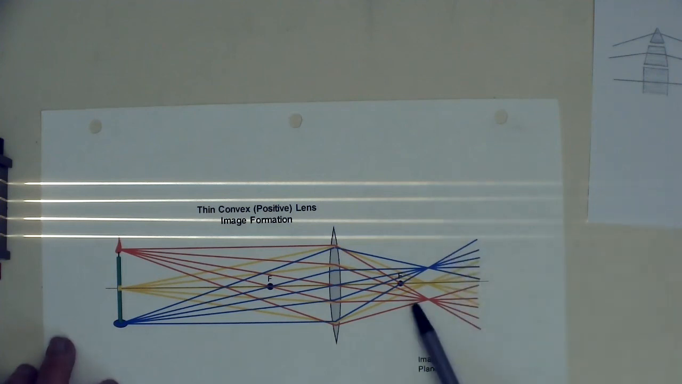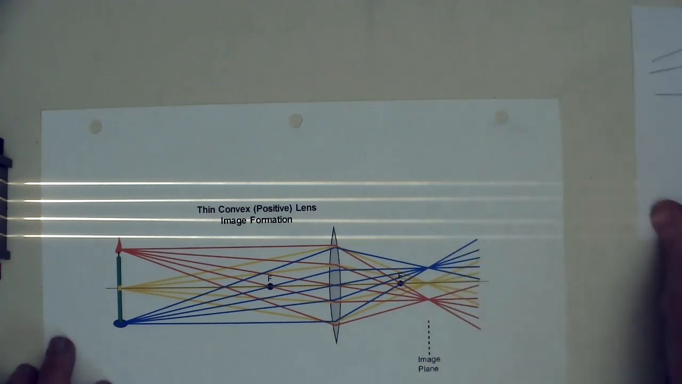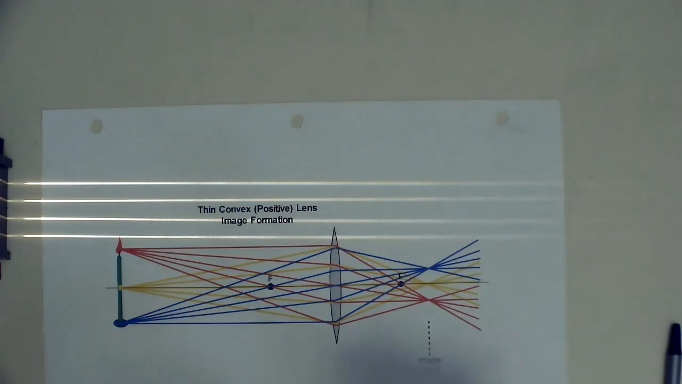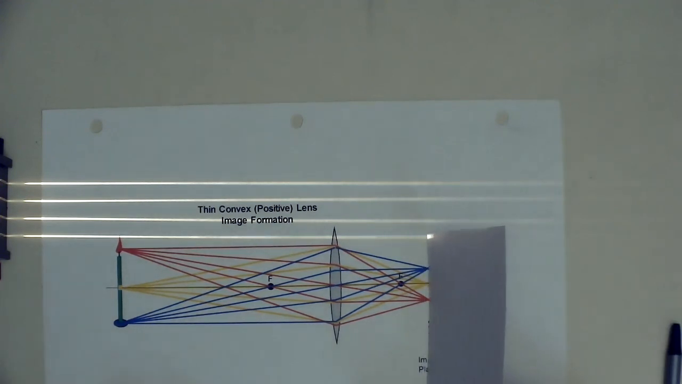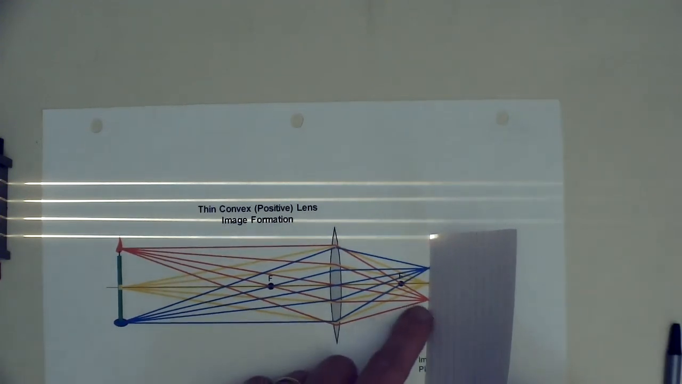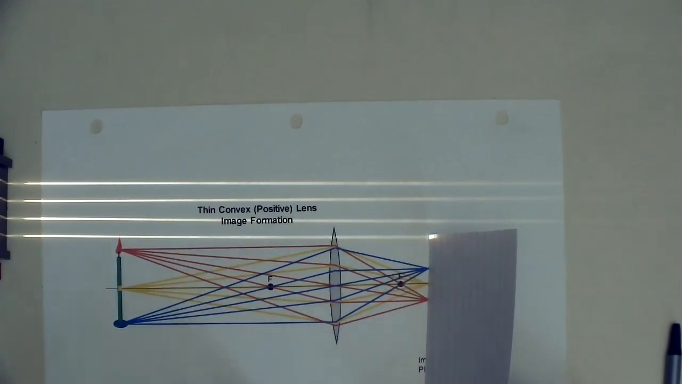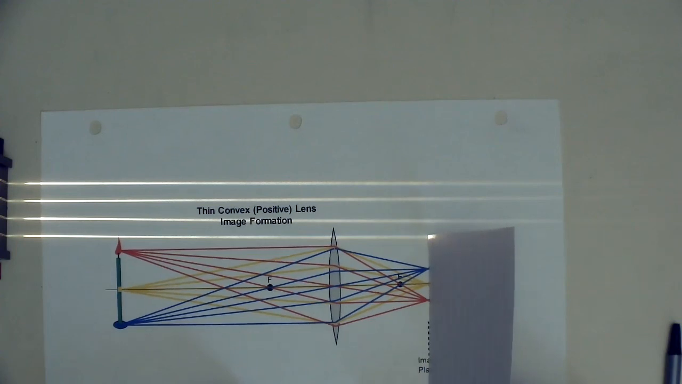Now, there are various ways you could see that image. One of them would be to put a piece of paper. You could hold a piece of paper up right at that spot, and all of these red rays would form a bright red spot there, and all the blue rays would form a bright blue spot. That's how you get an image on the piece of paper.